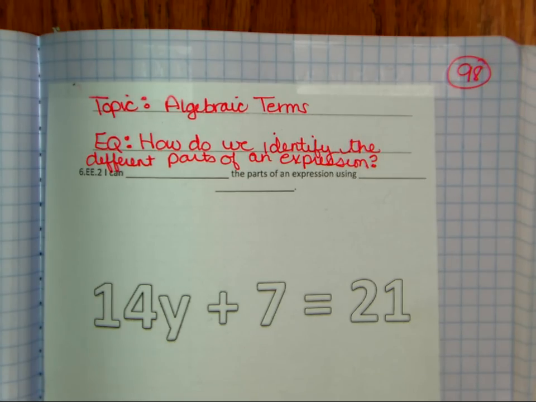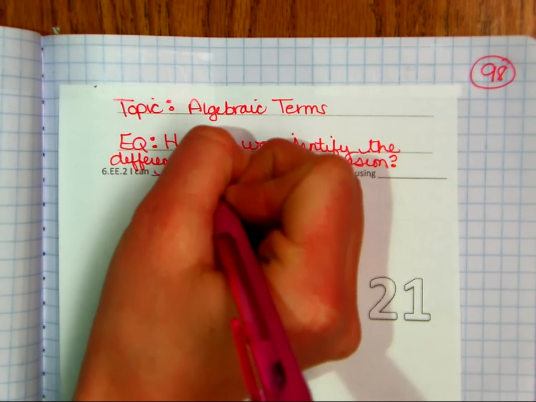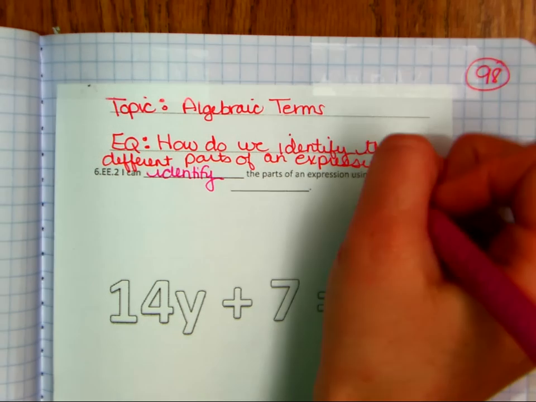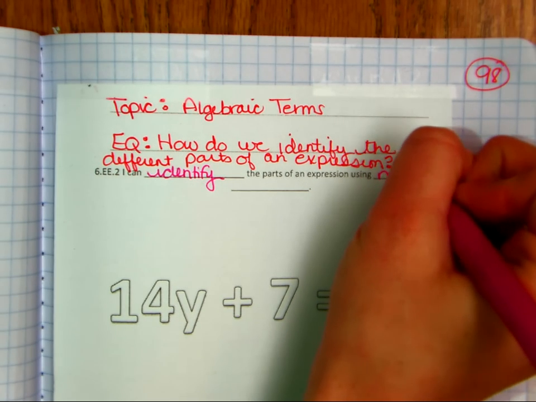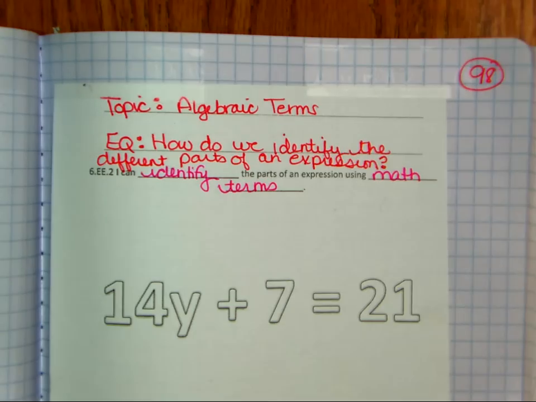So the standard that we're addressing is standard 6 expressions in equations 2, and you should be able to, like I said, identify the parts of an expression using math terms. So if given an expression, you should be able to identify each of the different parts within it.